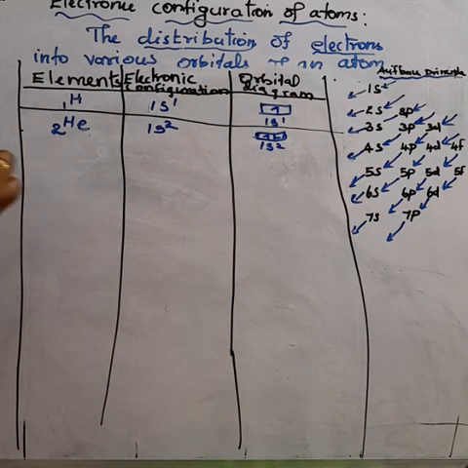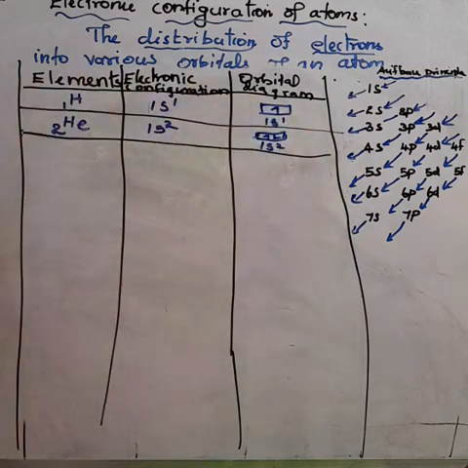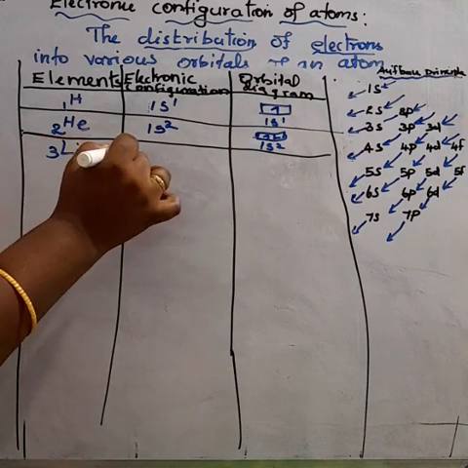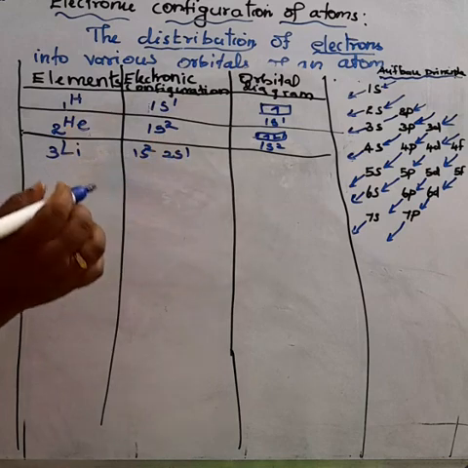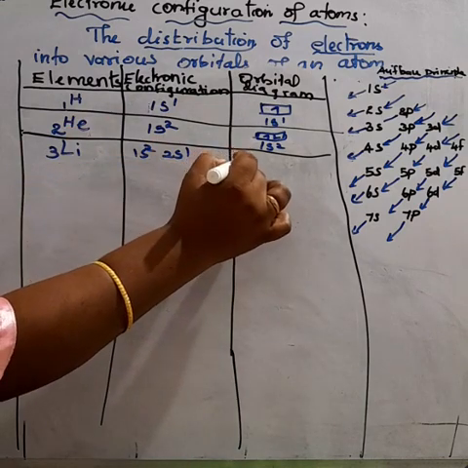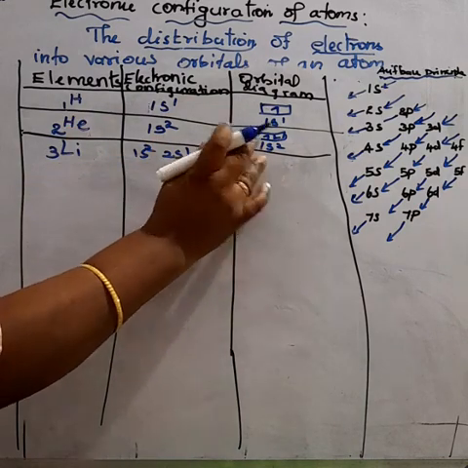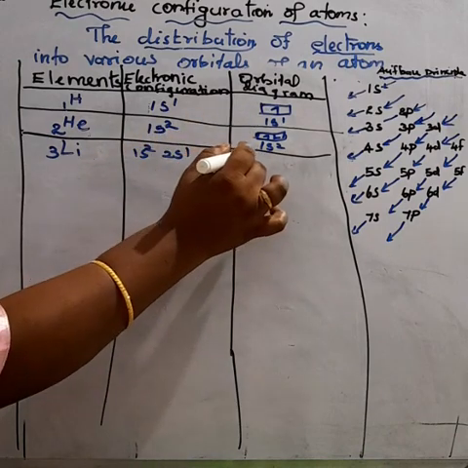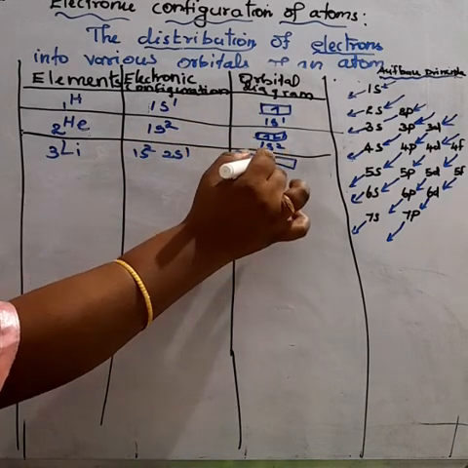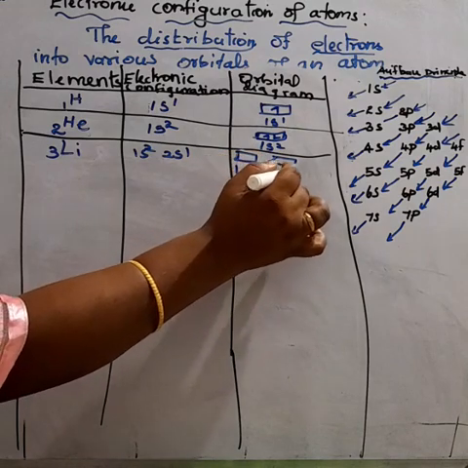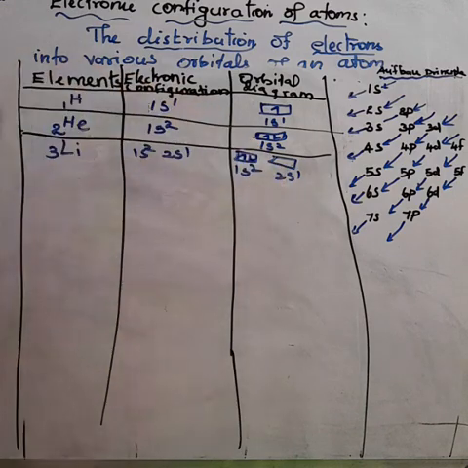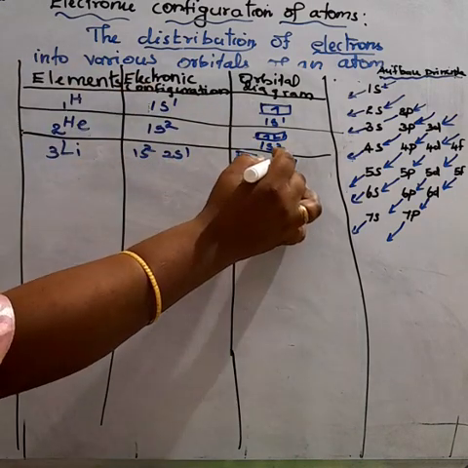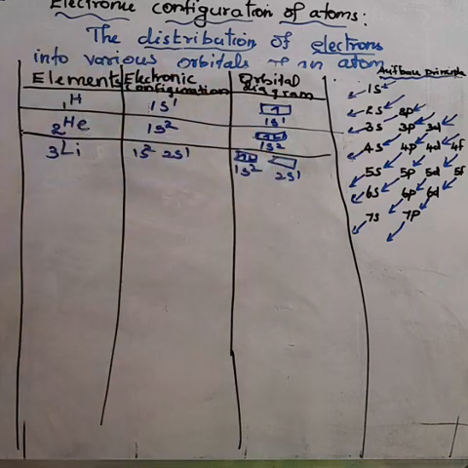Then the third atom, lithium. Lithium, you know, has atomic number 3. So how do you write the electronic configuration? 1s2, 2s1. Each orbital we can fill only 2 electrons. So in this orbital, a maximum of 2 electrons we can fill. One electron is up spin and another electron is down spin. One is clockwise direction and another one is anti-clockwise direction.